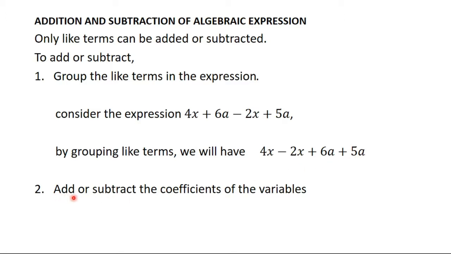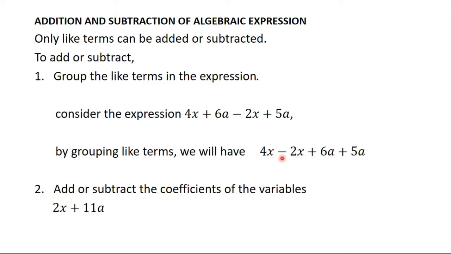This point is telling us that after you've grouped the like terms, you should add or subtract the coefficients of the variables. So if it is subtraction, as we have in this case here, we have 4x minus 2x. What you do is you subtract the coefficients. So we are going to subtract 2 from 4, so we are going to have 4 minus 2. Then in this case here, you also add the coefficients. We are going to have 6 plus 5. So you add or subtract the coefficients. So in the first instance, we are subtracting.